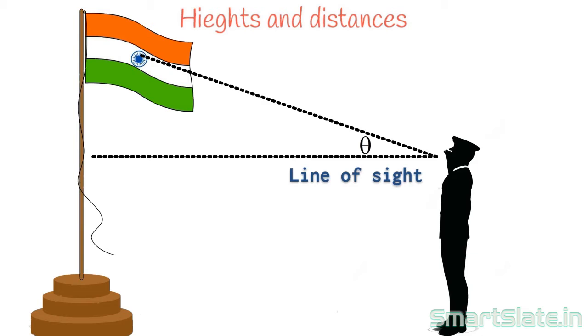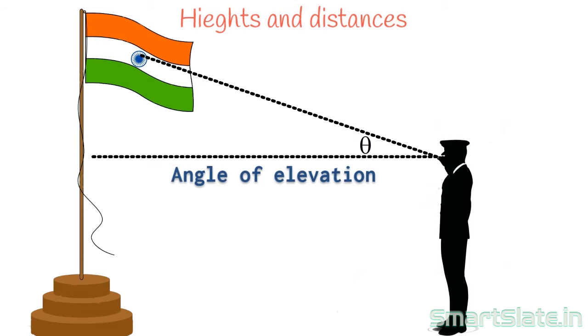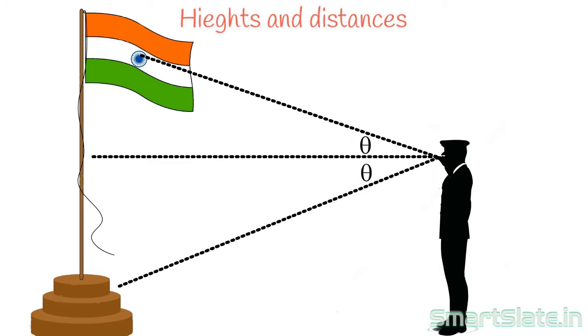This angle is called the angle of elevation. If the person lowers his head to view the object, then the line between his eye and the point on the object makes some angle with the horizontal line. This angle is called the angle of depression.